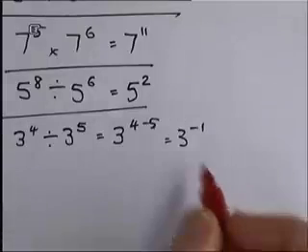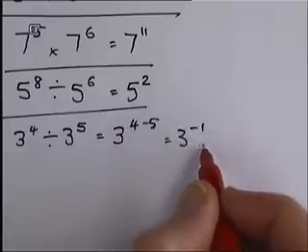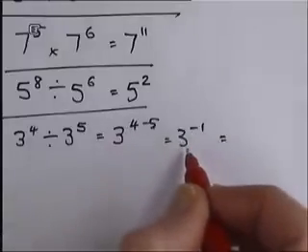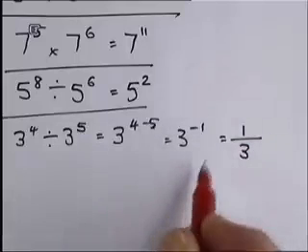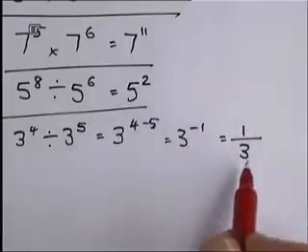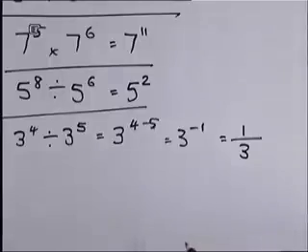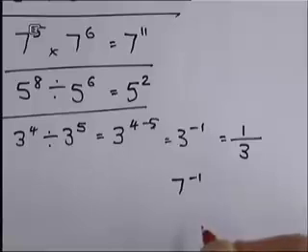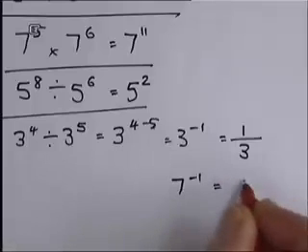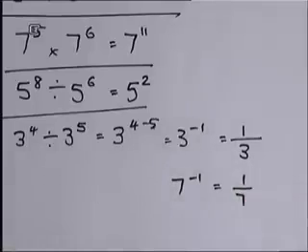It's also worth mentioning at this point, any number to the power of minus 1 is the same as 1 over that number. So 3 to the power of minus 1 is the same as 1 over 3, or 1/3. If I got 7 to the power of minus 1 from another question, that would be the same as 1 over 7.